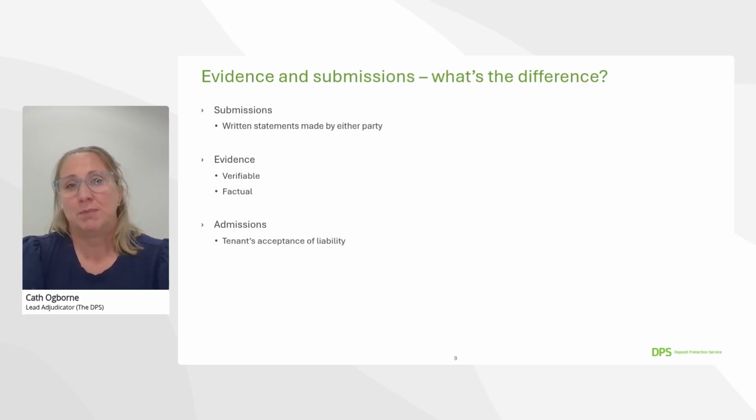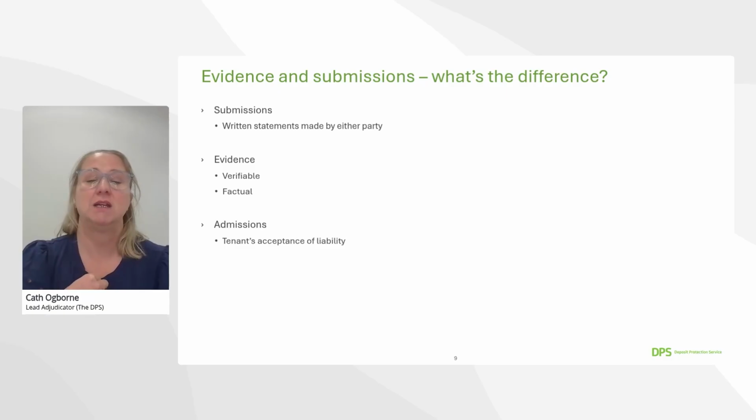And then what do we mean by evidence, and how are these different from submissions? This is something that is really important to understand, because a submission is just what you're telling us. So you're telling us that maybe the property was dirty, the tenant returned the property really dirty. That's just your account, that's your opinion. It's not verifiable. The adjudicator will consider the submissions of the parties and want to understand what the parties are saying about the situation.